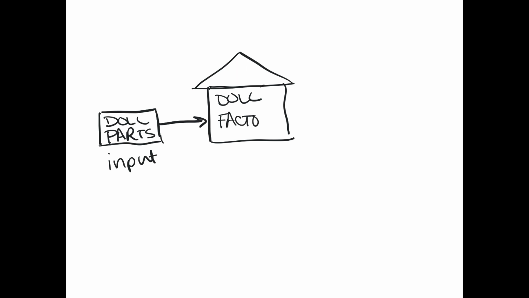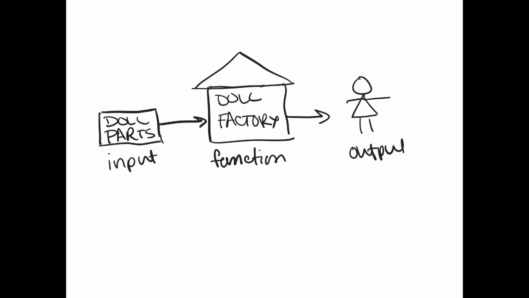And then the output of the doll factory is a doll. A really simple doll. I'm not a great artist, but it's a doll. Anyway, that's our output. So in math, usually our input is called x and our output is called y, and our function is called f of x.